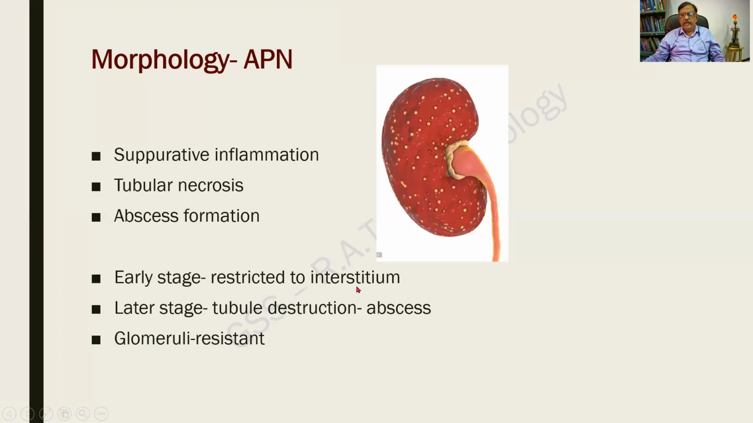In the early stage, histologically it is restricted to the interstitium. The interstitium is the tissue that supports the tubules and the glomeruli. In the later stage, the tubules are destroyed. There is the formation of an abscess. Glomeruli are generally resistant to pyelonephritis. Generally.